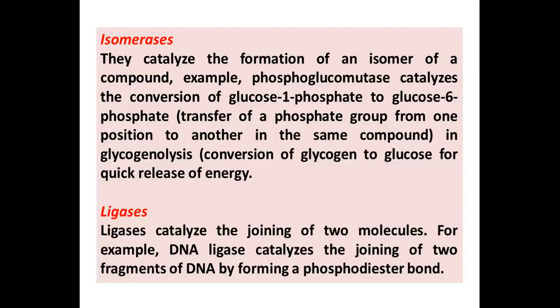Now isomerase. By seeing the name, we can understand that it is the formation of some isomer. For example, the conversion of glucose 1-phosphate to glucose 6-phosphate, which is a transfer of the phosphate group from one position to another position. In glycogenolysis also, some isomerase enzymes are involved.